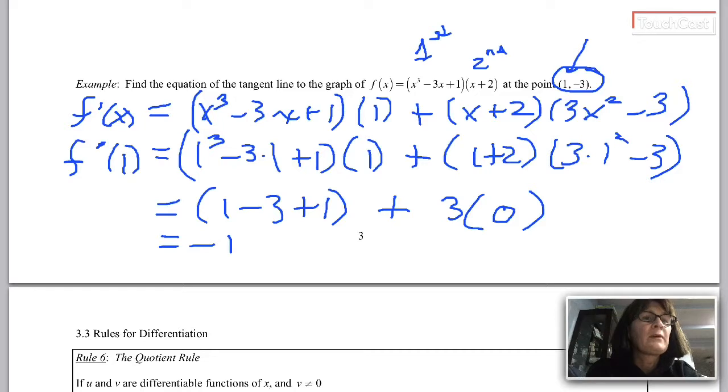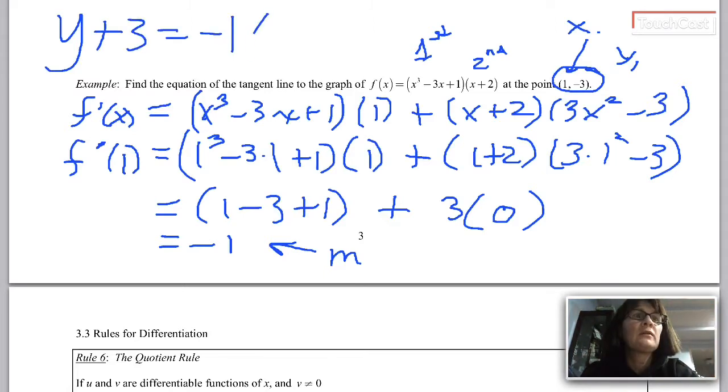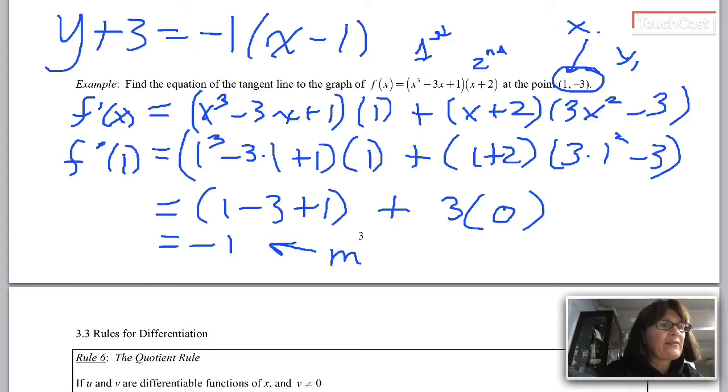So I'll write myself a little note that that's m. Here's my x1 and y1. So I'm going to write y minus negative 3, so y plus 3 equals negative 1 times x minus 1. That's the equation of the line tangent to f of x at the place where x equals 1.